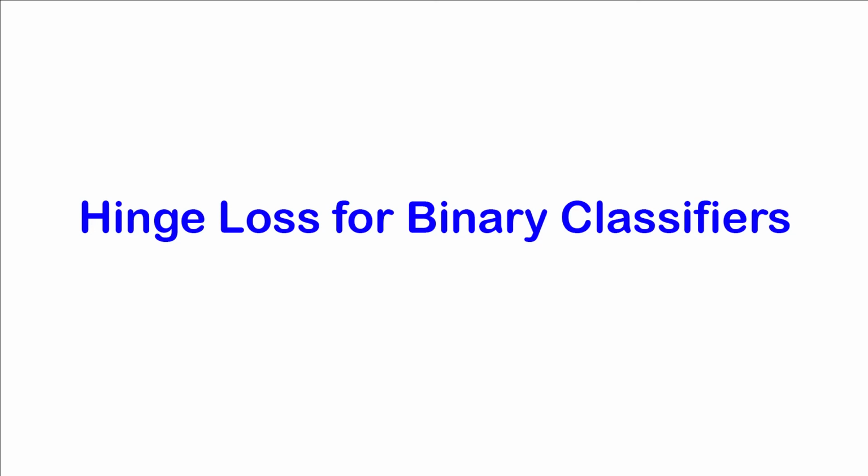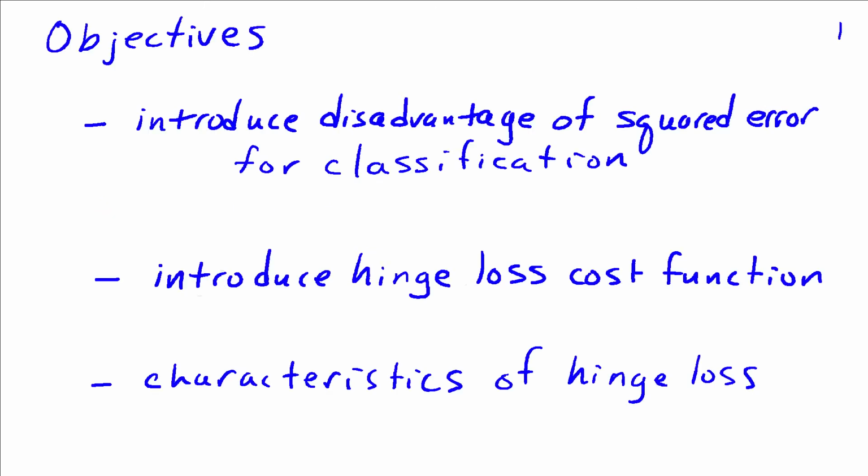Welcome. In this lecture, we're going to look at hinge loss for design of binary classifiers. So we'll begin by looking at some of the disadvantages of using squared error as a metric for designing classifiers. And that'll lead us to the idea of hinge loss as a cost function for classifier design, and then we'll look at some of the characteristics of the hinge loss cost function.